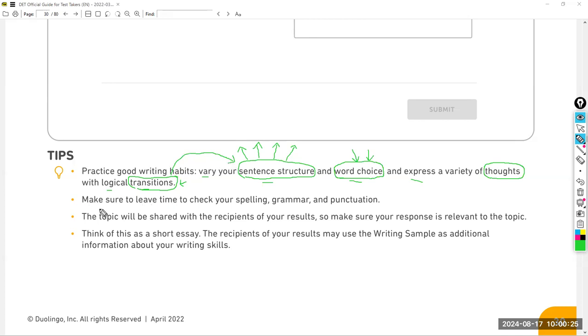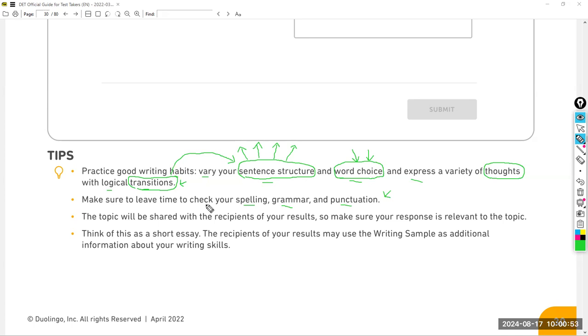Now, tip number 2, make sure to leave time to check your spelling mistakes, grammatical mistakes, and punctuation mistakes. This is extremely important. Please, guys, try to leave 30 seconds, 40 seconds at least, just to be able to revise your writing.